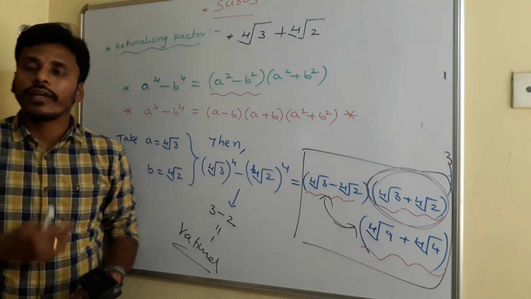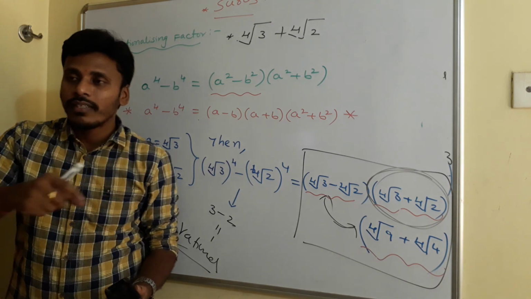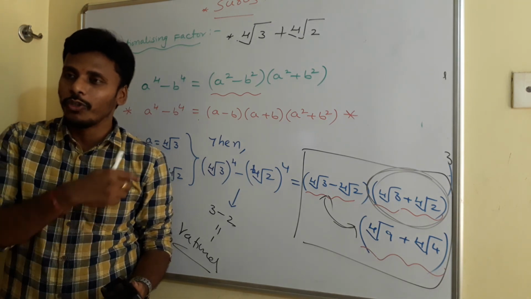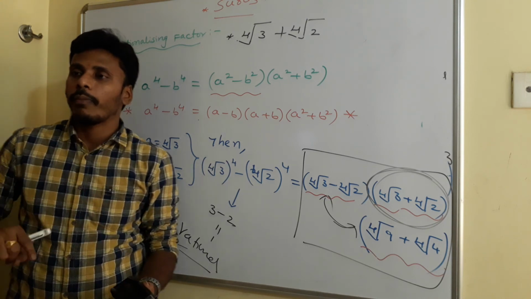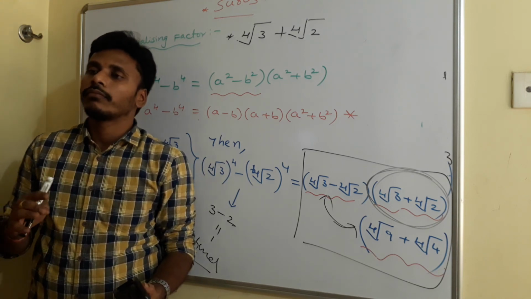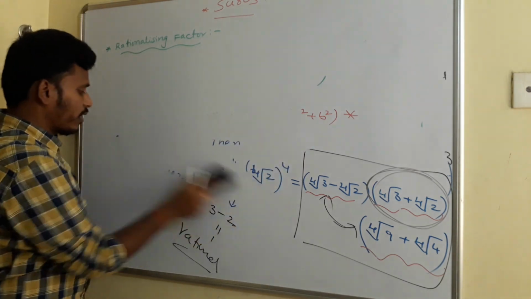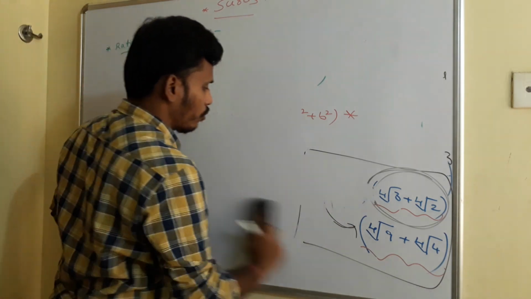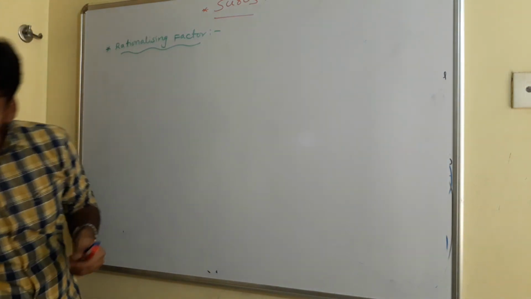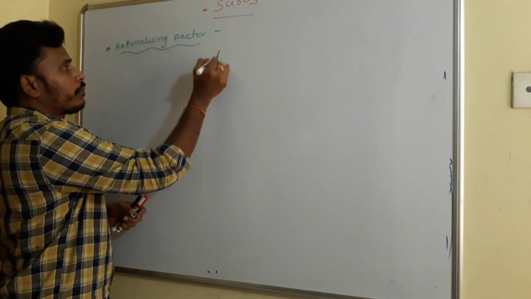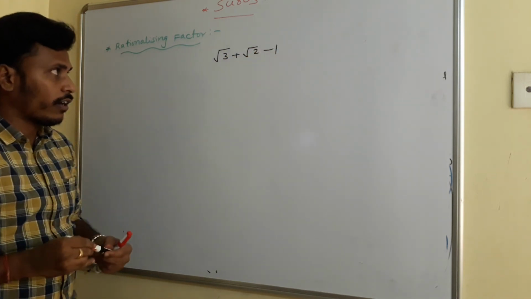So you need to get the support of these identities everywhere. I already told you, if the problem is an objective question, then no need to use all these things. You just multiply the given problem with the options one by one. If you find a rational number, then that is your answer. I will give you some more problems to find the rationalizing factors regarding square roots and cube roots. Suppose I have a trinomial: root 3 plus root 2 minus 1. How to find the rationalizing factor for this one?